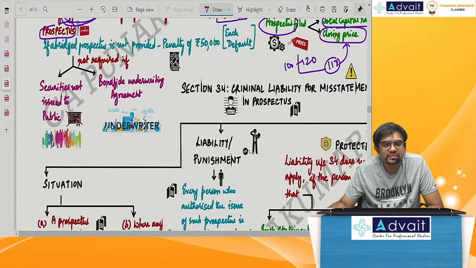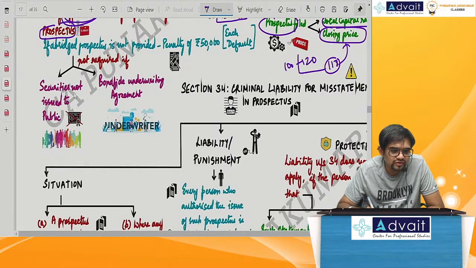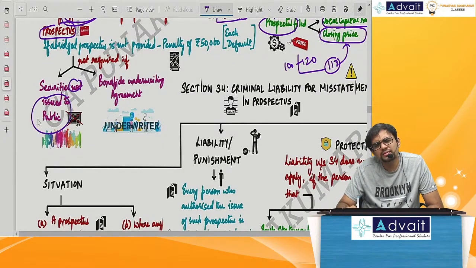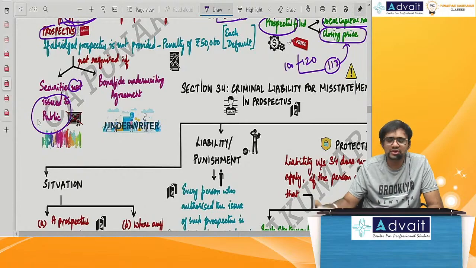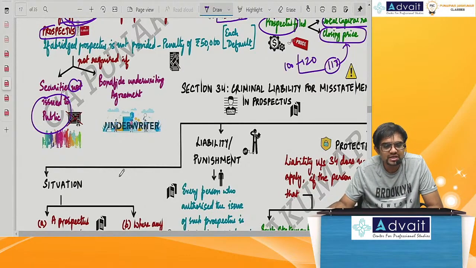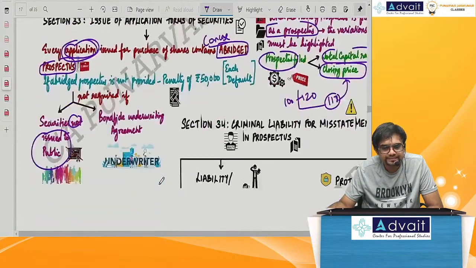And it is not required, when? Whenever the securities are obviously not issued to the public. I am doing a private placement, I don't need any prospectus. And also when there is a proper bona fide underwriting agreement between me and the underwriter, that's why prospectus is not required. That is only called the deemed prospectus. Normal prospectus is not required. That concept is called deemed prospectus because it is not needed anyway.